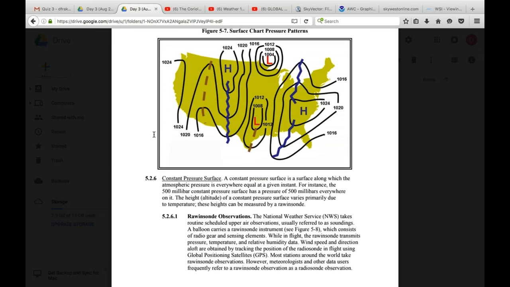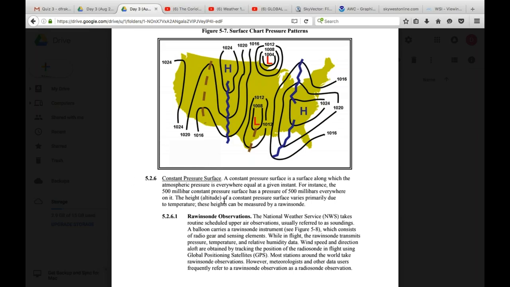So a constant pressure surface is a surface along which the atmospheric pressure is everywhere equal at a given instant. For instance, the 500 millibar constant pressure surface has a pressure of 500 millibars everywhere on it. The height of a constant pressure surface varies primarily due to temperature. These heights can be measured by a radiosonde, which is just a weather balloon.